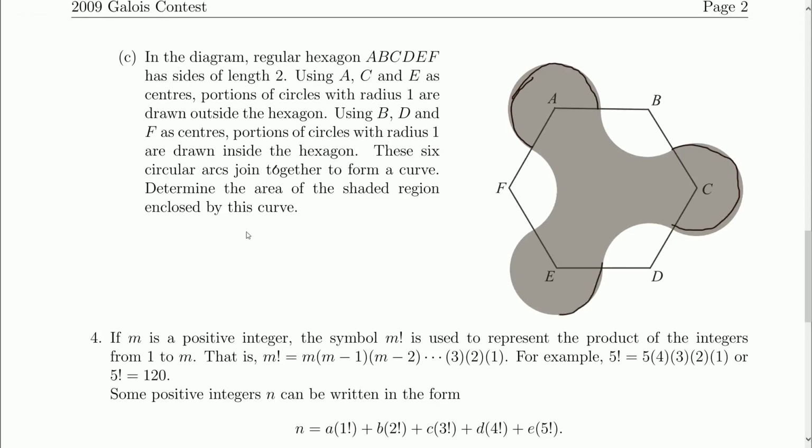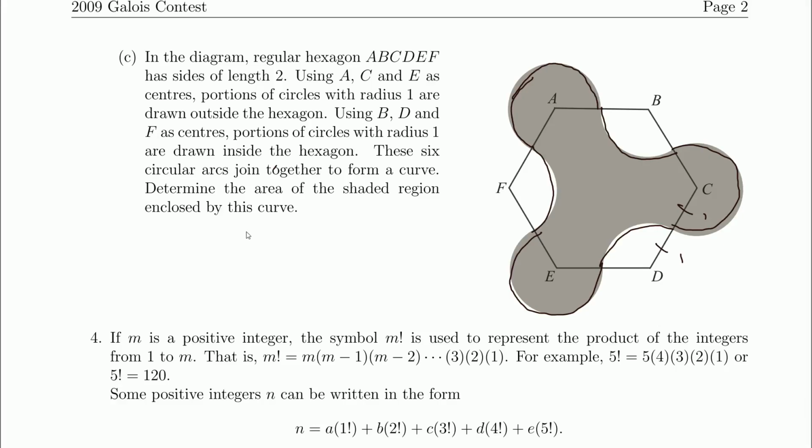Okay. Using B, D, and F as centers, portions of the circle with radius 1 are drawn inside. And they do connect up because we split 2 into 1 and 1. So, okay, that makes sense. So that's, I guess, what they've got going on. These 6 circular arcs join together, okay, to form a curve. Determine the area of the shaded region enclosed by the curve. Okay.